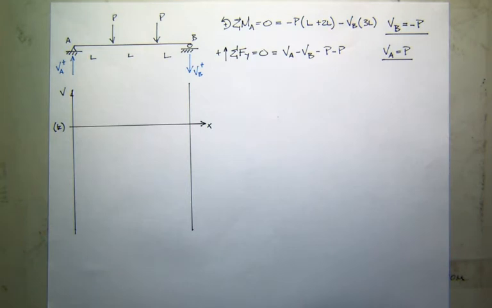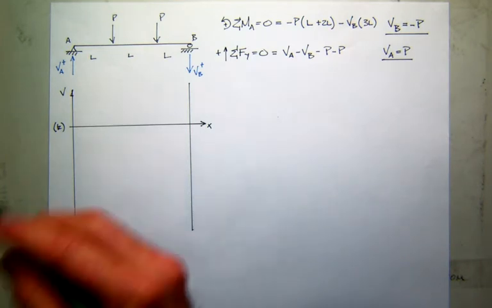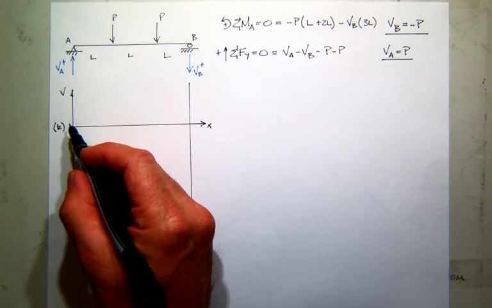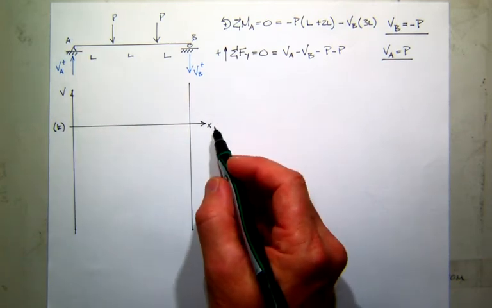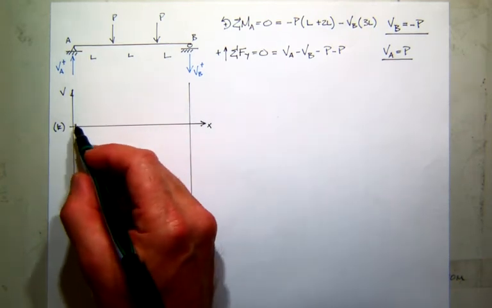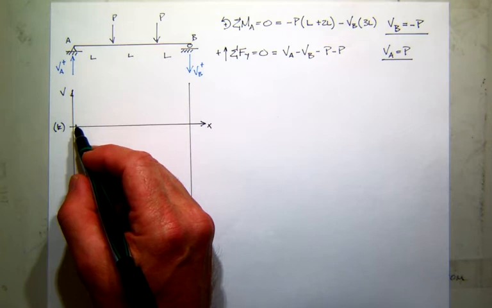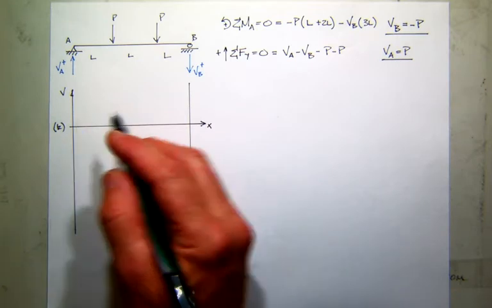Now I'm going to start with what I know. Starting from left and working to the right along the positive x-axis, I'm starting here. Do I know the shear at A? What is it? It's positive P.